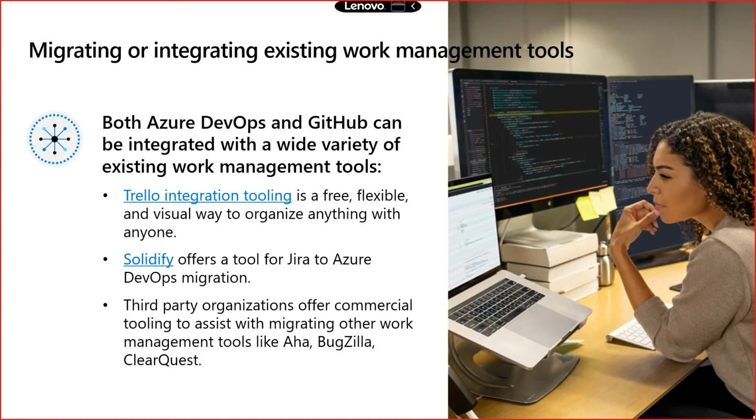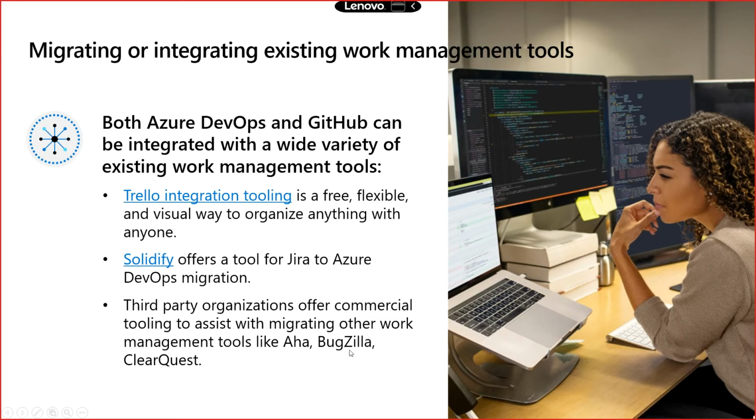This is talking about the different tools. If you want to migrate your application to Azure DevOps, there are some tools. Both Azure DevOps and Git can be integrated, so you can integrate your DevOps and GitHub. And there is a tool called Solidify that offers you a way to move your Jira to Azure DevOps. Jira, as I told you, is a collaboration tool where you can design the board and assign work items. Those things you can migrate using Solidify from Jira to DevOps.